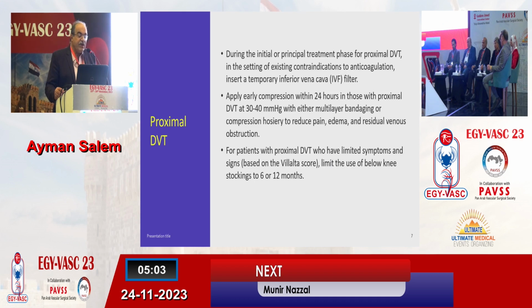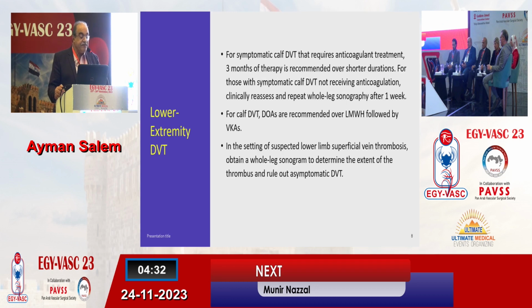Apply early compression within 24 hours for those with proximal DVT, at 30-40 millimeters of mercury, with multi-layer bandaging or a compression stocking to reduce pain, edema, and residual venous obstruction. For patients with proximal DVT who have limited symptoms and signs based on the Villalta score, limit the use of below-knee stocking to 6 to 12 months.